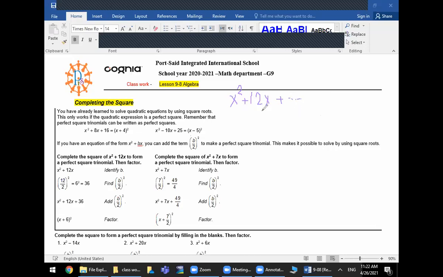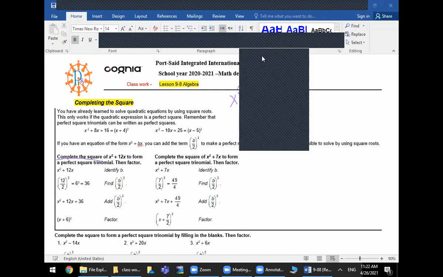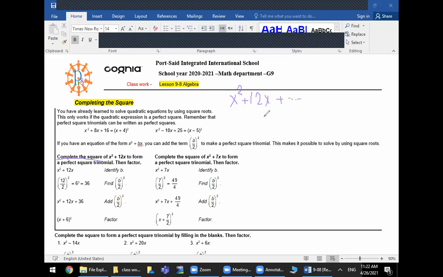Once we have a question like this, and it says at the beginning, by using completing the square, did you see this sentence? Complete the square. And it gave us x to the power of 2 plus 12x plus how many? We have a specific rule, which is that it will be b over 2 all to the power of 2.